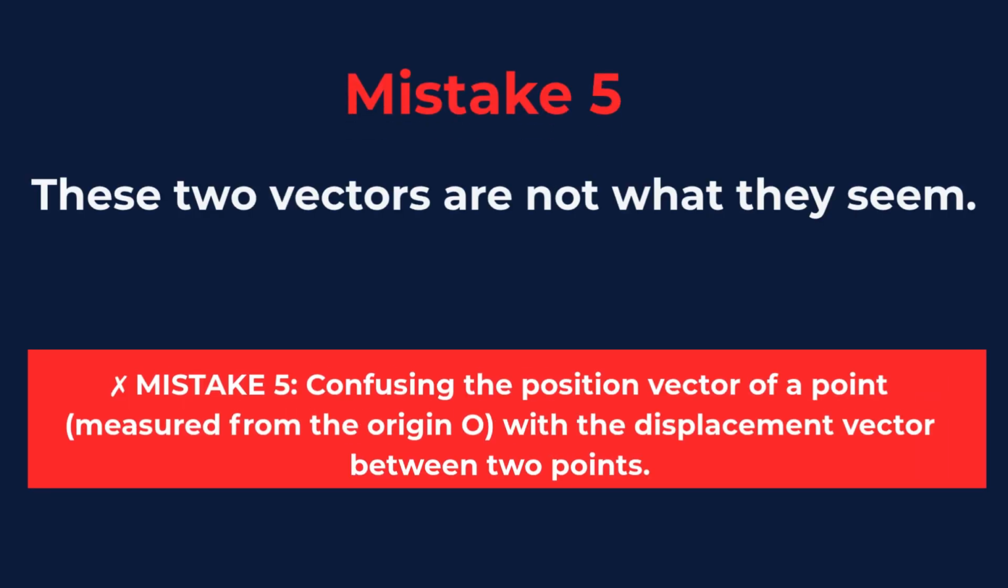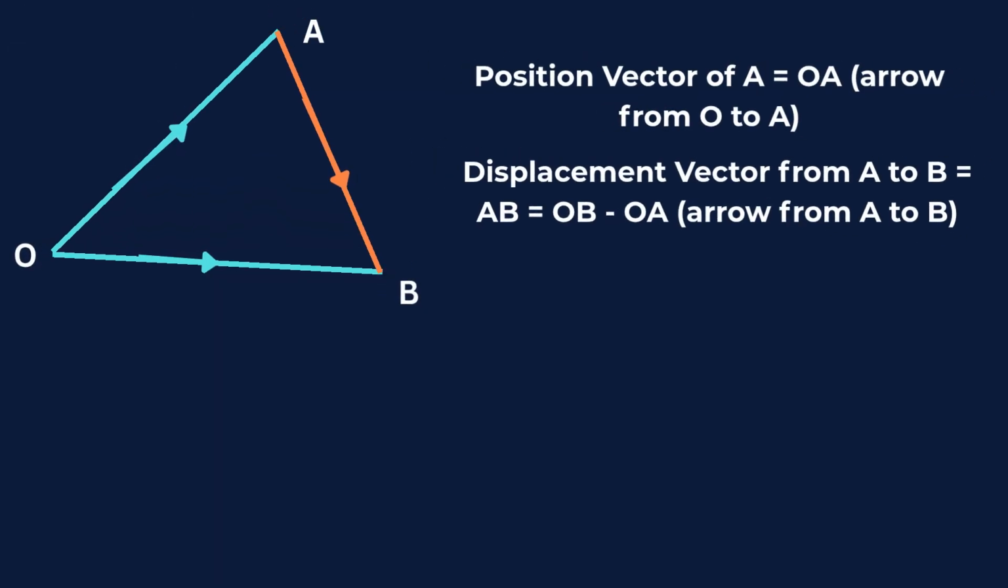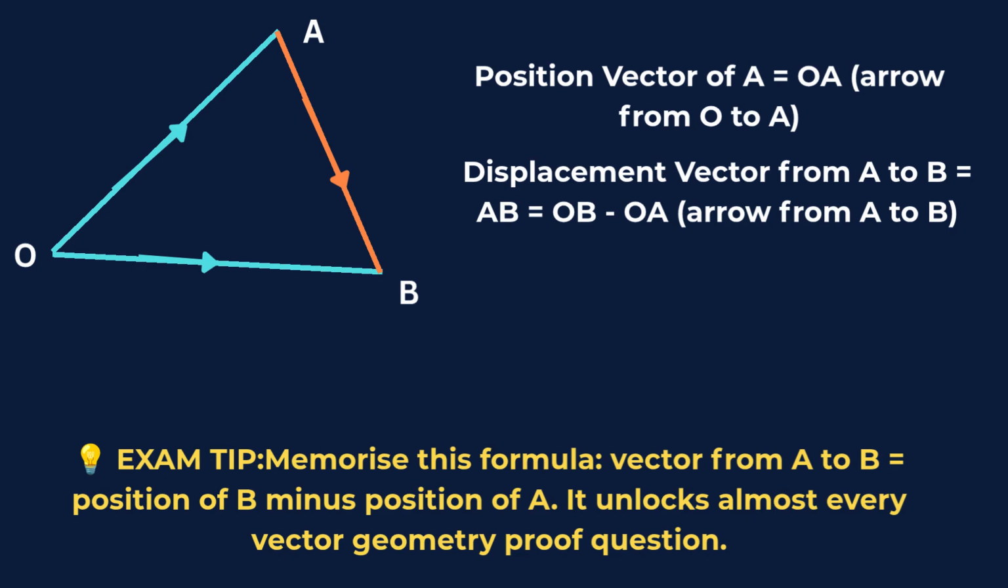Mistake 5. This is where vectors start to feel more like geometry, and it's where a lot of confusion creeps in. The difference between a position vector and a displacement vector. A position vector always starts at the origin. It tells you exactly where a point is relative to O. A displacement vector tells you how to get from one point to another point, and it does not need to start at the origin. To find vector AB, you calculate OB minus OA. This single formula, displacement equals end position minus start position, solves almost every vector geometry question in IGCSE.